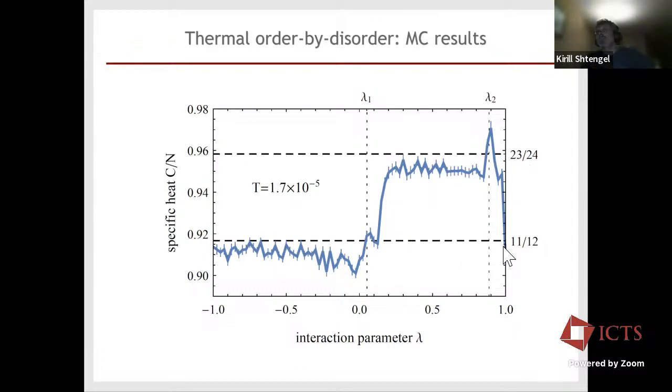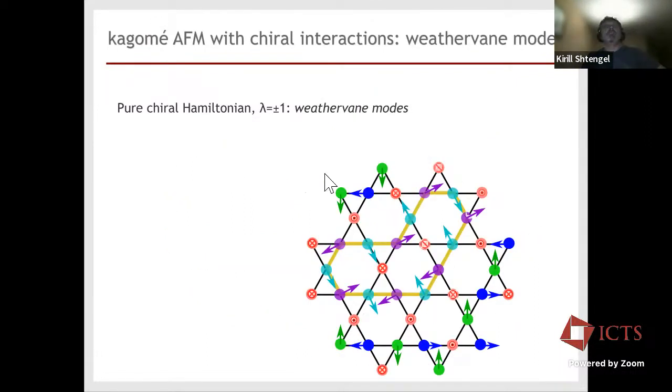to a state where it pays more energy. That's the root three by root three state. But because of the entropy associated with the excitations, this state still wins even at finite temperature.